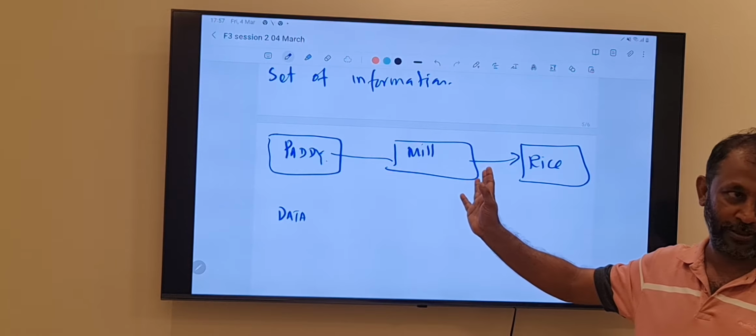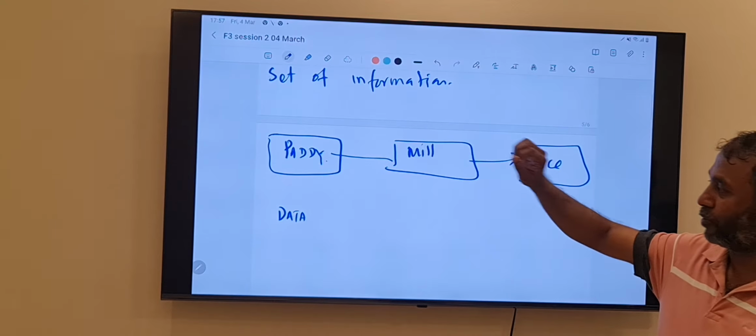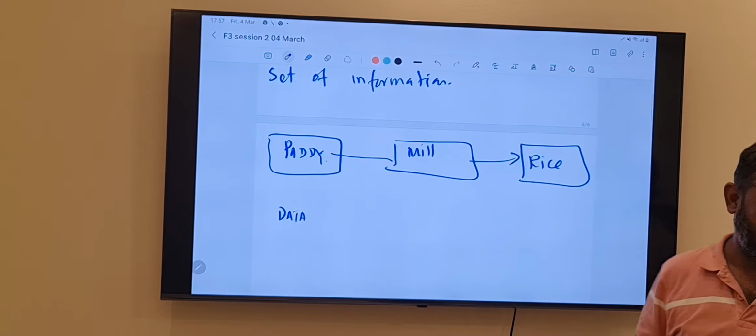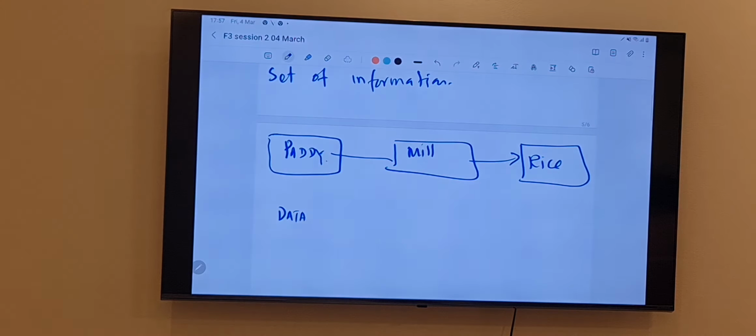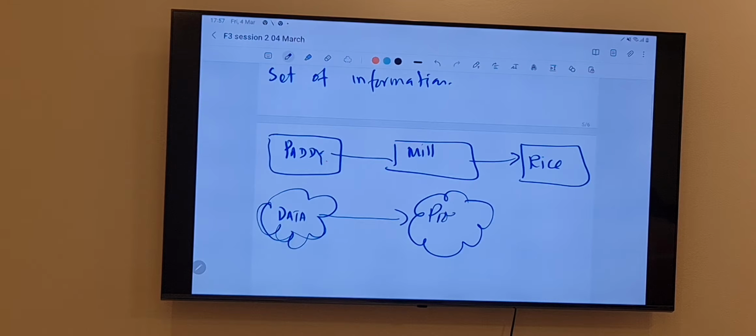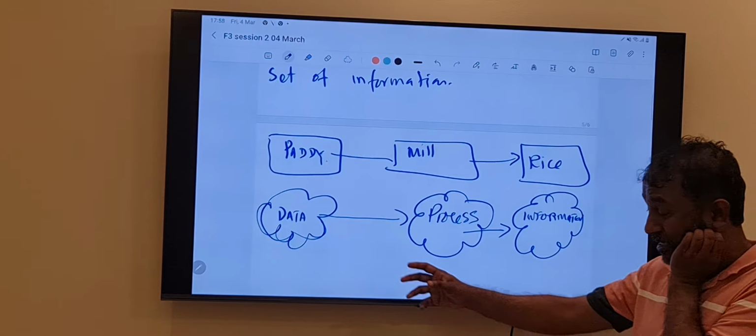This is a manufacturing or production process where we have paddy, and then we put it into a mill, and then we have rice. Same story with data. Now we have data, then we bring this data into something called a process, and then that process gives us information. Now we just need to understand what this data is.